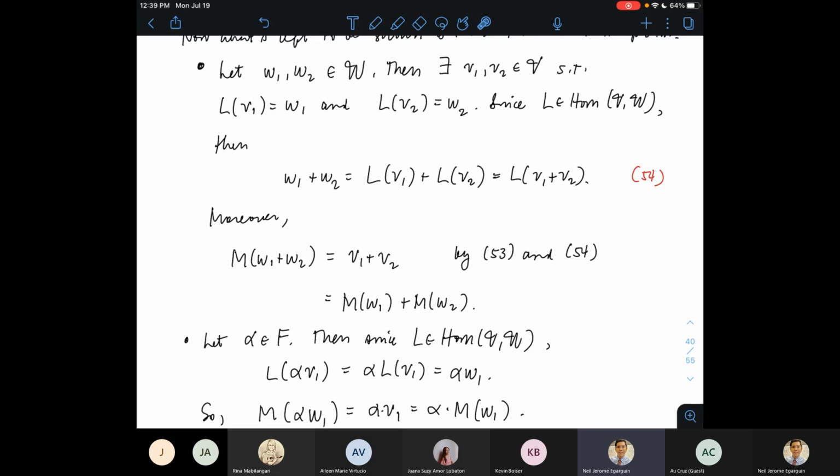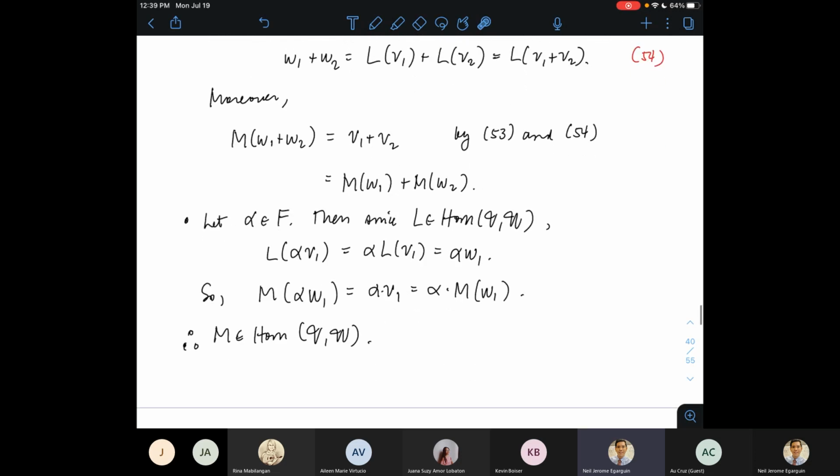And then I'll use a similar argument to show that it preserves scalar multiplication. So if alpha is any scalar, the fact that L is a linear transformation implies that L of alpha V1 is equal to alpha W1. And so if I evaluate M of alpha W1, remember M just gives us the pre-image of alpha W1 with respect to the function L, right?